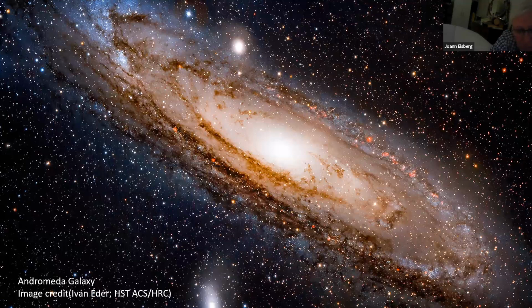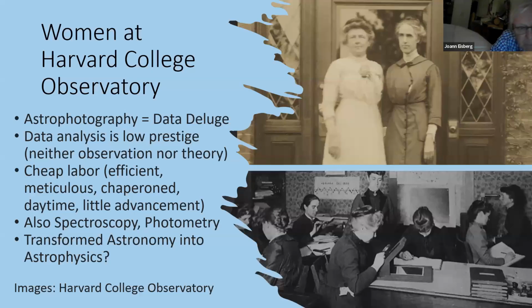I've spoken to you folks any number of times. You've probably already gathered that women in astronomy are really my thing. I just want to point out these women at Harvard College Observatory. There's Leavitt, right there, standing with Annie Cannon, who is the person in charge of the women at Harvard Observatory.